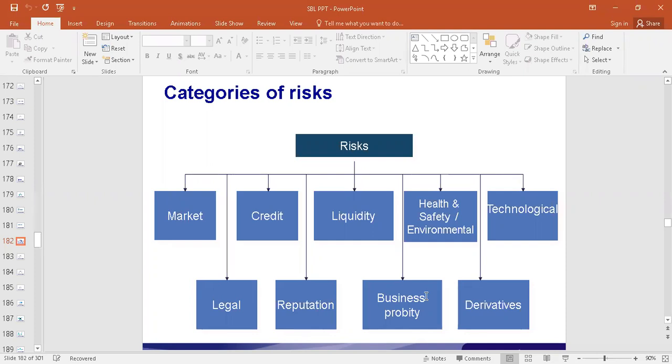Business probity. The concept of probity is about truthfulness, honesty. See, if we are talking about the honesty part of it, the truthfulness, it is referring to the ethical aspects of the business probity. The risk about their honesty, their fairness, their truthfulness.